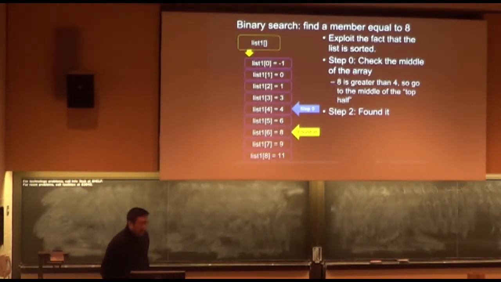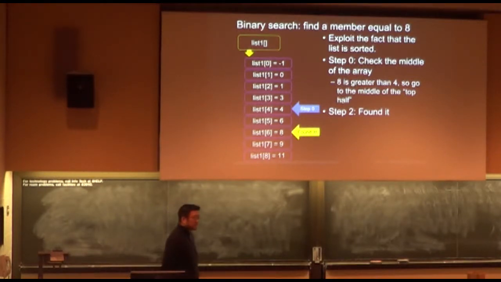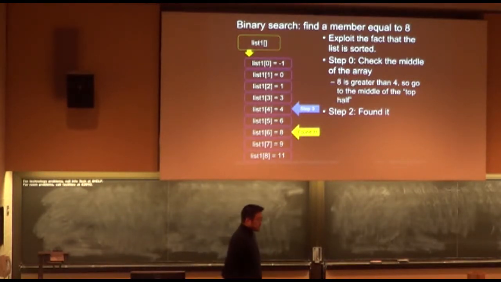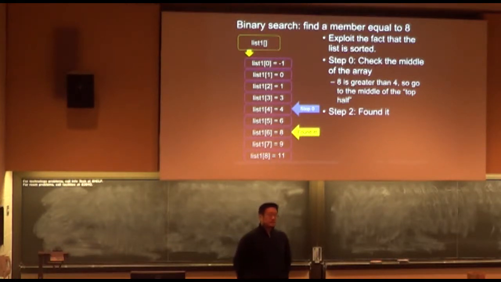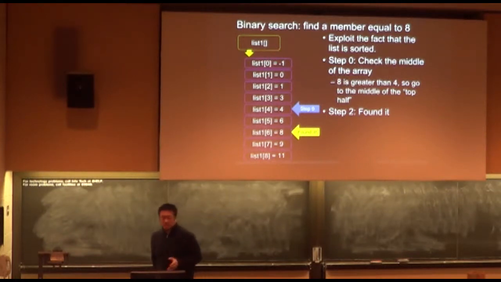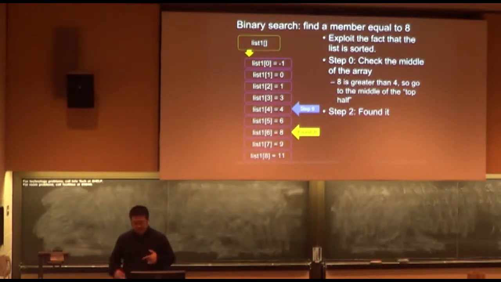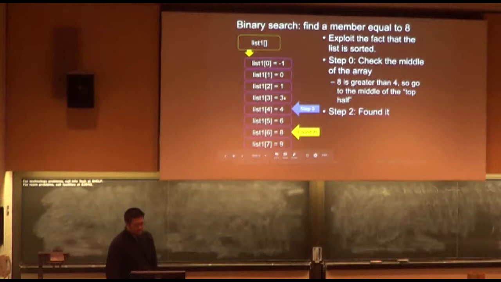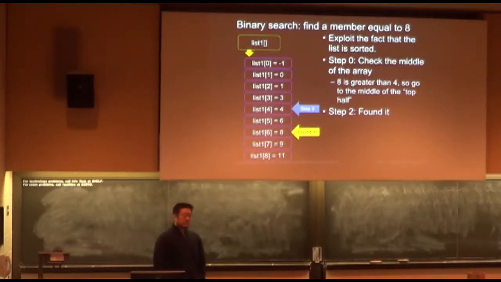Okay, so let's look at binary search. Binary search is different from linear search because it skips elements of the array. So if it skips elements of the array, then it works very differently from linear search. So let's look first at how the algorithm works, and then we'll think about how to code it. So if the goal of binary search is to find a member equal to 8, and it relies on the fact that the array is sorted from smallest to largest, then the way that binary search will do this is that it will first look at the middle member of the array.